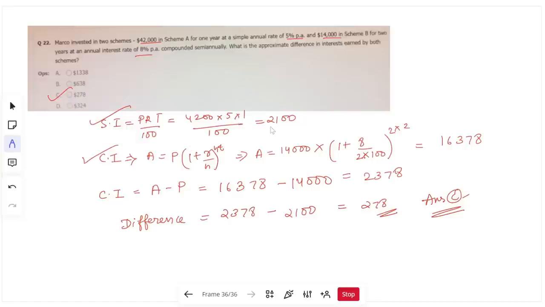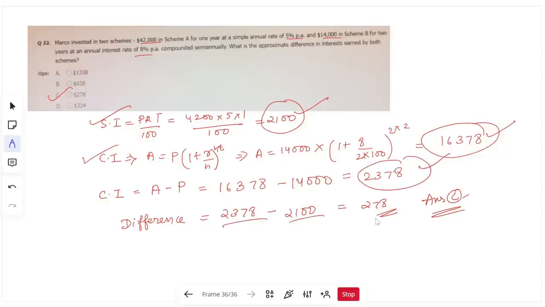Okay, so then 100, which is equal to 2100. Finally, when you solve it, you will get the value as 16378, and for compound interest you will get the value as this one, and for simple interest you will get the value as this one. Okay, so see, this is the amount value. Based on this amount value, you will find the final compound interest, which is 2378. You will subtract both the values, you will get the final answer as 278. Okay, so in this way you have to solve this question, that is the difference between both the amounts, that is 278.